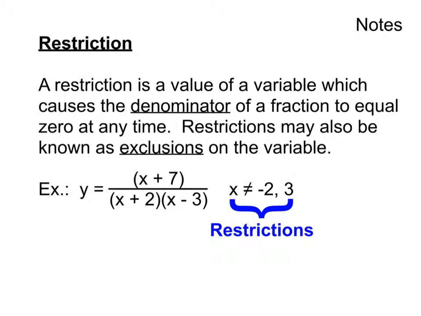So as you take a look at the text here, the description about what a restriction is, you notice the restriction is the value of the variable, so something I can plug in for x basically, that would cause the denominator to equal 0, notice at any time. That's going to prove to be an important piece as we go through this. It's not just a matter of the answer, it's a matter of at any point could the denominator have equaled 0. And then restrictions are also called exclusions. Basically a restriction is called a restriction because it restricts the possible domain of values.